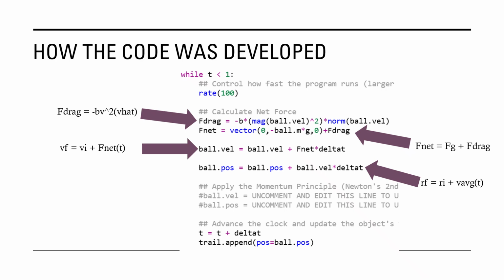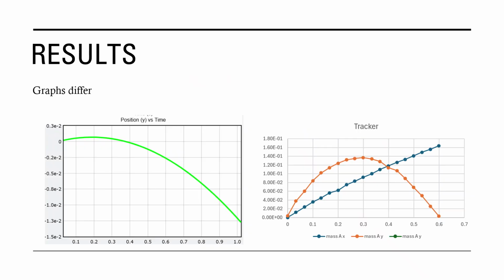The ball velocity is going to be updated using the velocity update formula, which is v final equals v initial plus F net times time. And the position of the ball is going to be updated with the position update, which is final position equals initial position plus average velocity times time.